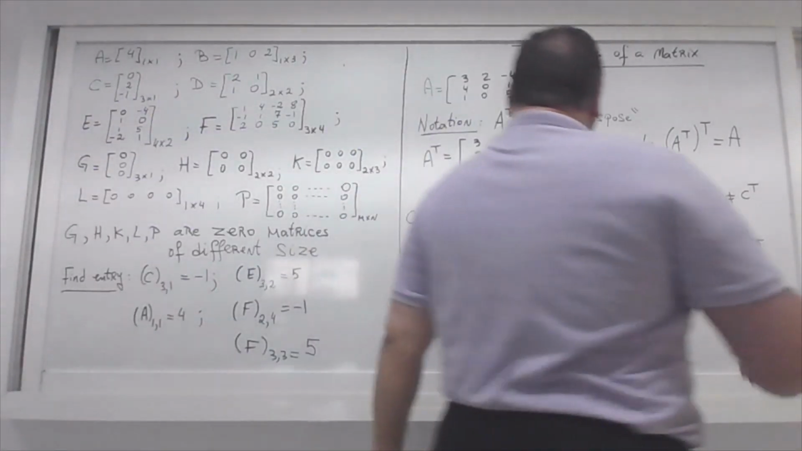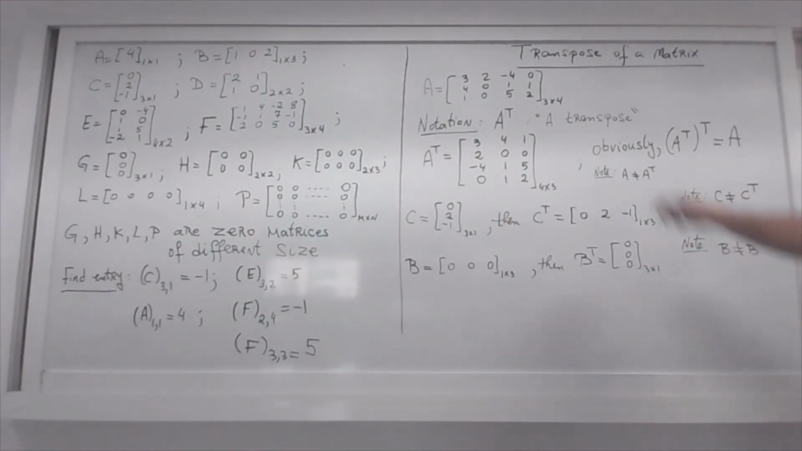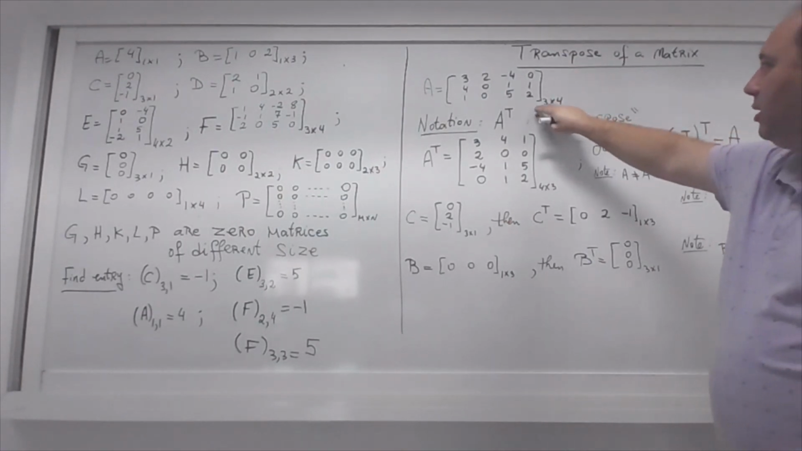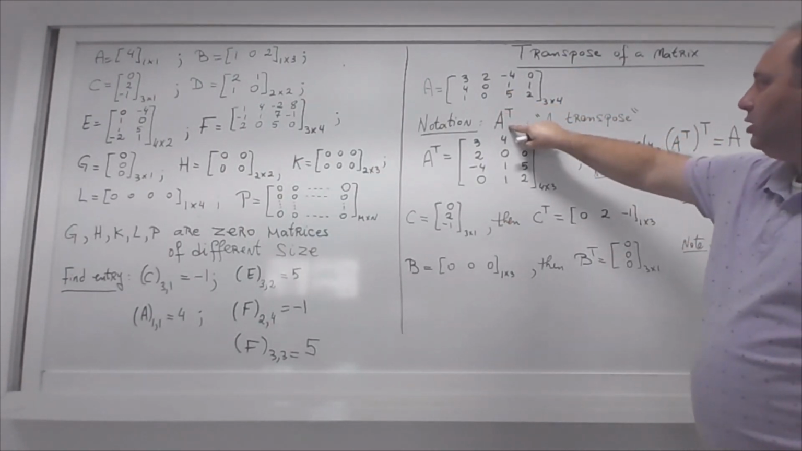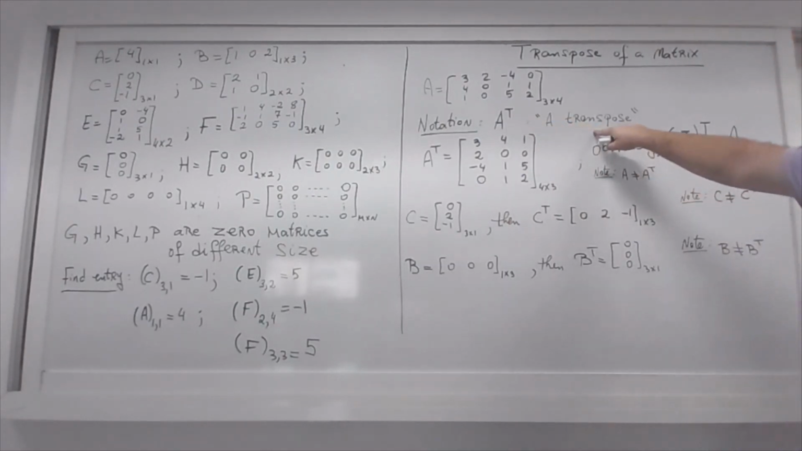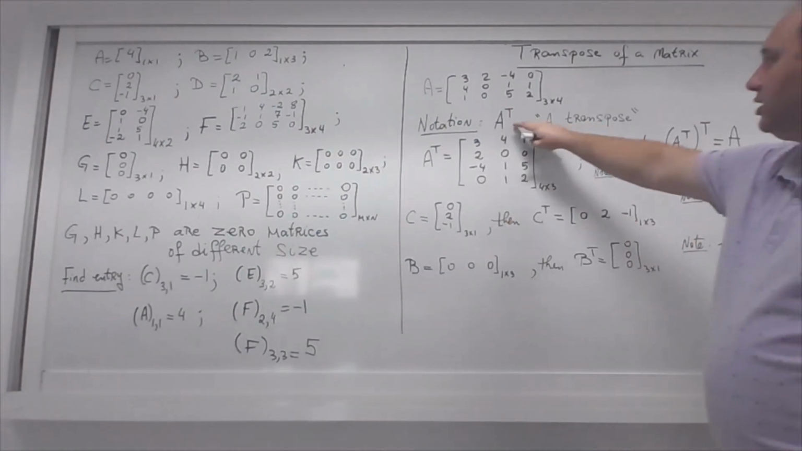Another important thing is the transpose of a matrix. So I have a matrix here, A, 3 by 4, so 3 rows, 4 columns. And this notation is read A transpose. Some people like to say transpose A, just fine, no problem at all. What is the transpose of a matrix?